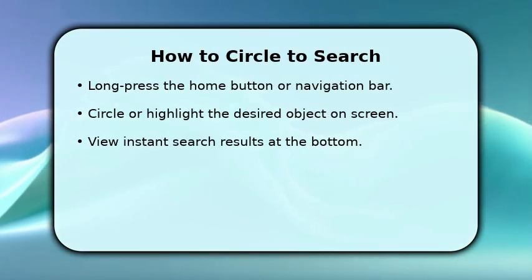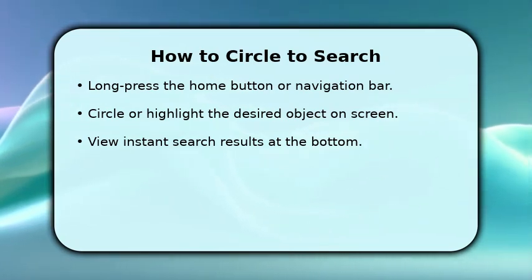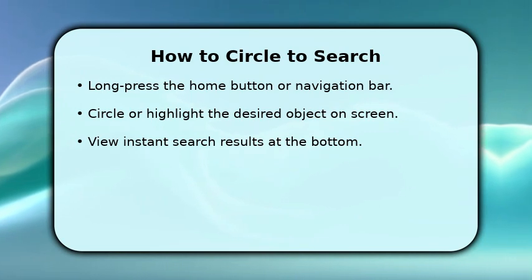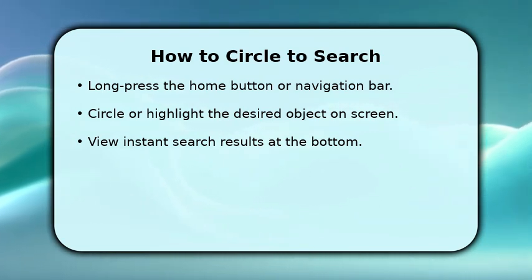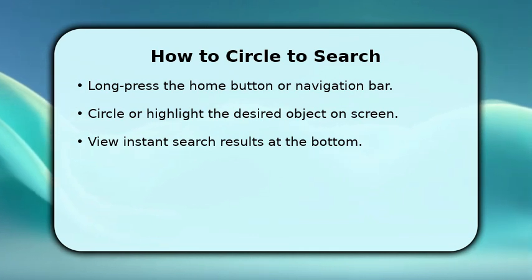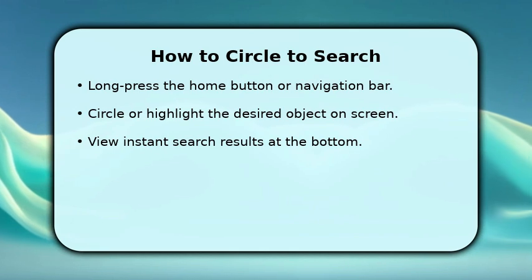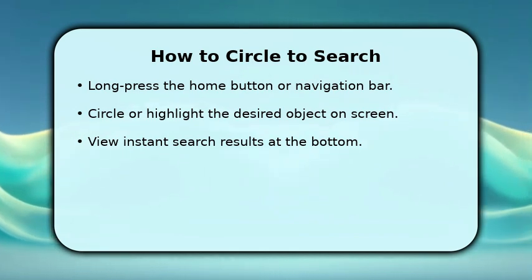To perform a search, simply long press the home button or the navigation bar at the bottom of your screen. This action will activate the Circle to Search interface. Then, use your finger to circle, highlight, or tap on any object, image, or text you want to learn more about. Instant search results will appear at the bottom of your screen, providing quick information.